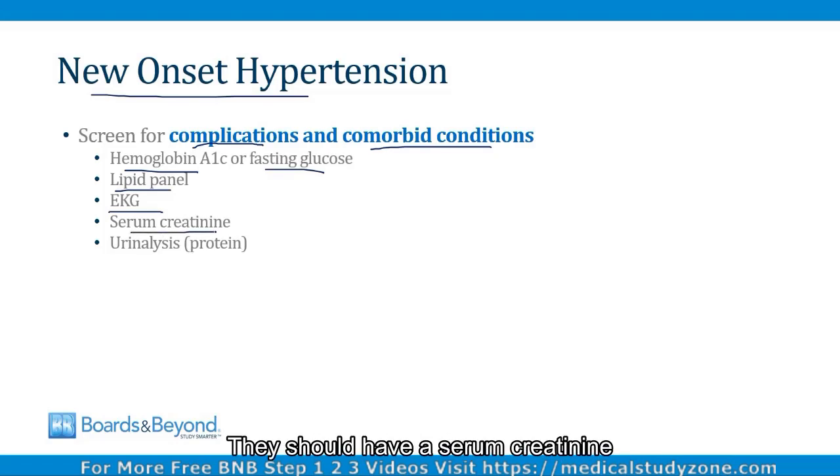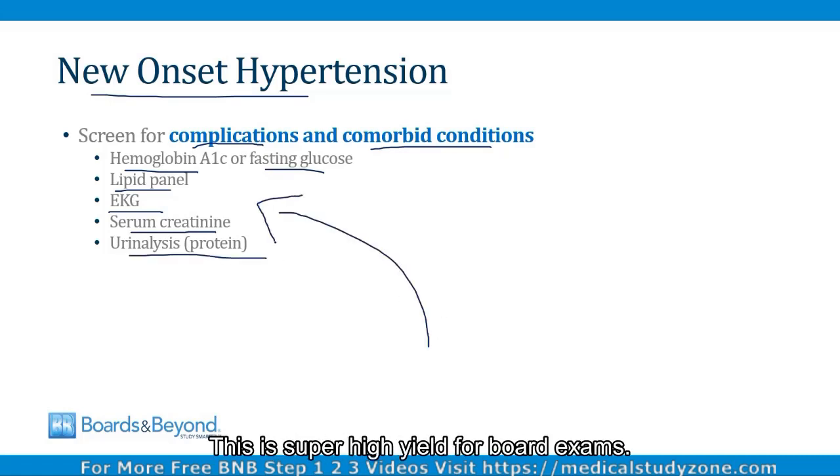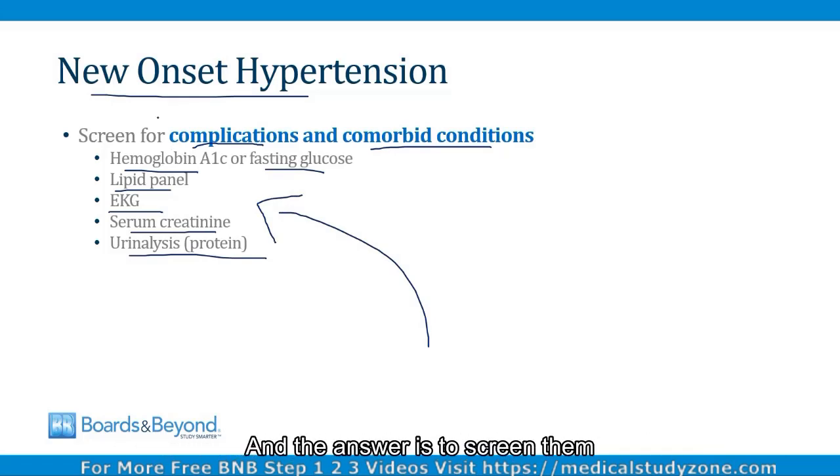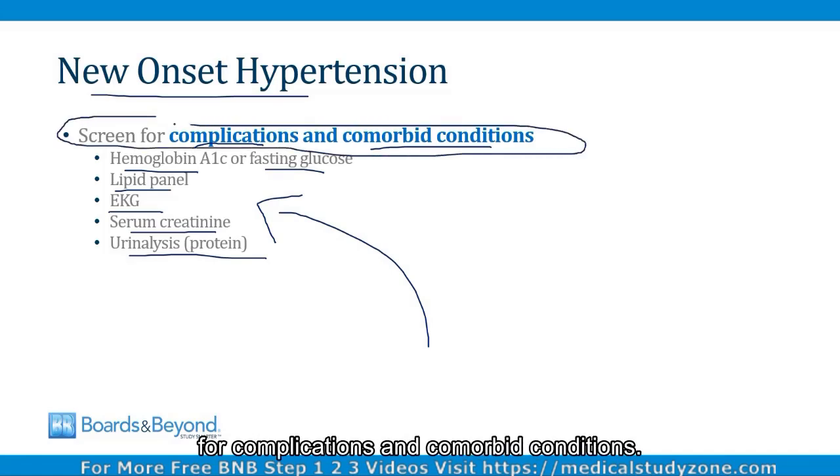They should have a serum creatinine to screen for kidney disease, and they should have a urinalysis to look for protein in the urine. This is super high yield for board exams. They will often describe a patient with new onset hypertension and ask you what to do next, and the answer is to screen them for complications and comorbid conditions.